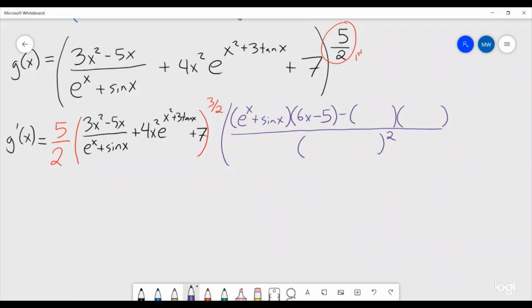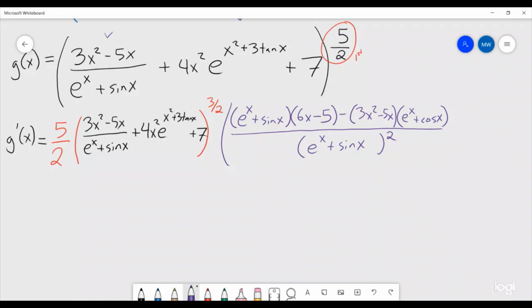Minus high, so 3x squared minus 5x times the derivative of the bottom. That goes to an e to the x plus cosine of x all over the bottom squared. So all over e to the x plus sine x squared. Okay, that is the derivative of this piece. So we have now successfully gotten that whole part done.